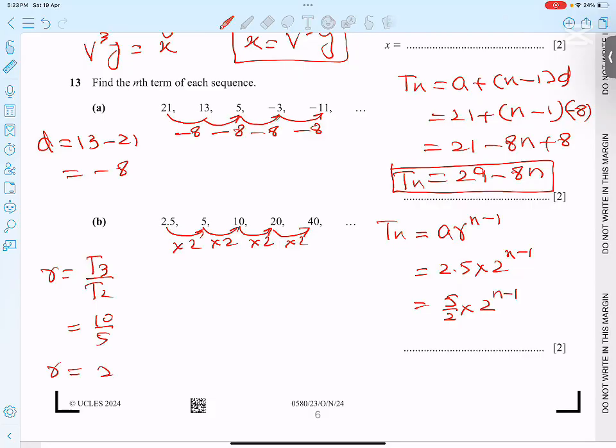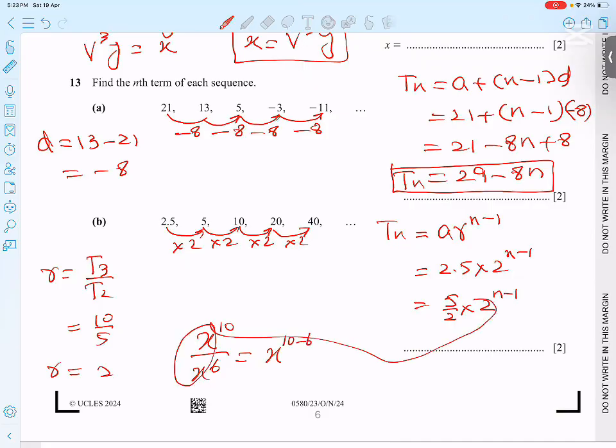And basically, what is the criteria? If I have x to the power 10 up, x to the power 6 down, so upper power minus lower power. So we can say it like this: it happens only if the same base.